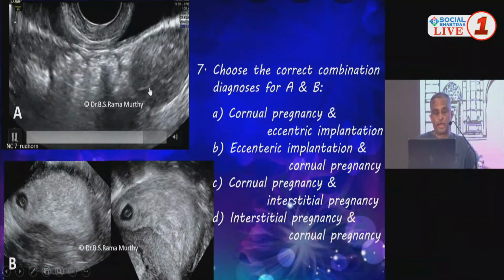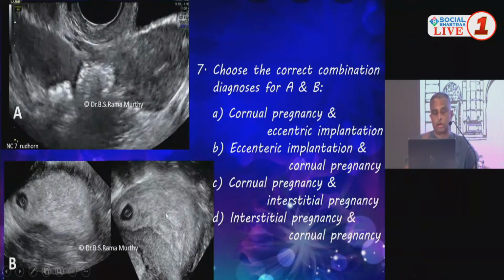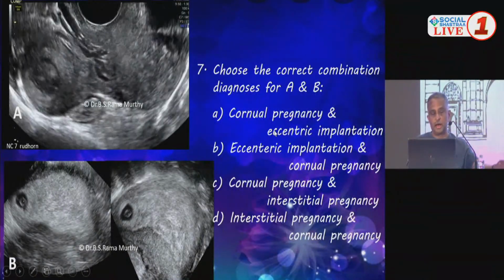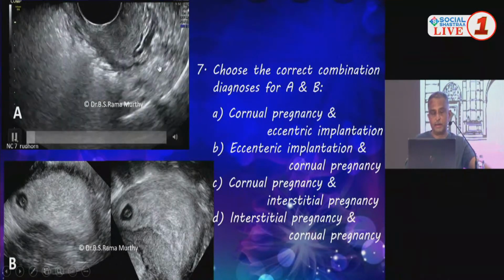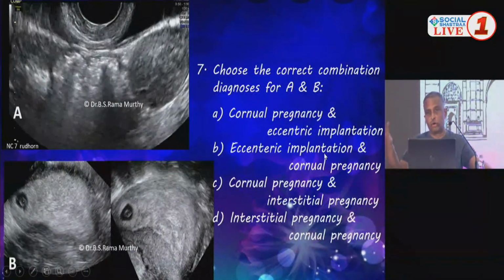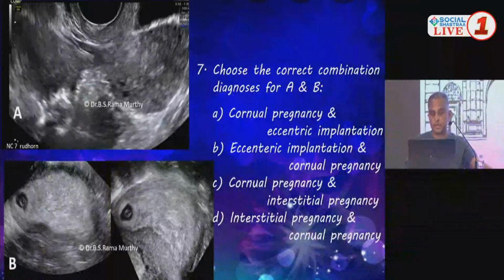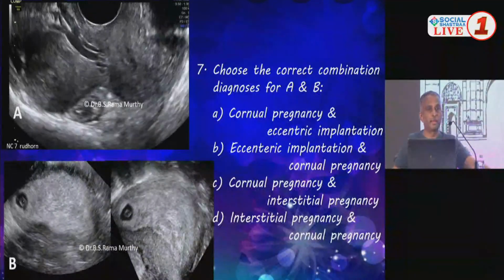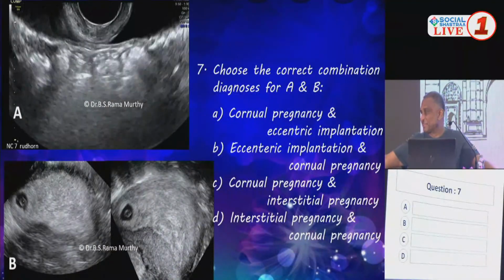Now you have to get your diagnosis of A and diagnosis of B right. So the combination of A and B is the first term and the second term. Your choices are A, cornual pregnancy, eccentric implantation. Choice B is eccentric implantation and cornual pregnancy. C is cornual pregnancy and interstitial pregnancy. D is interstitial pregnancy and cornual pregnancy. Your time starts now.